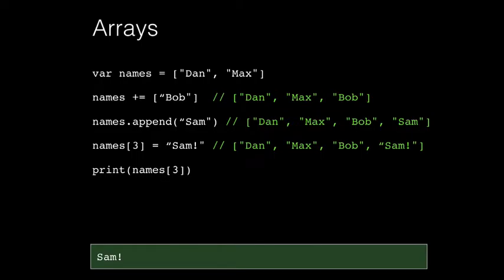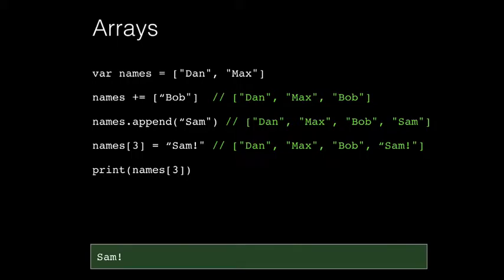I want to talk a little bit about arrays. This shows a couple different ways to add an item to an array. You have this syntax where it's like adding numbers together, but you're just adding arrays together. Then there's a method for appending, which is more like Objective-C. To update a value, you just reference it with subscripting, and the value is replaced.